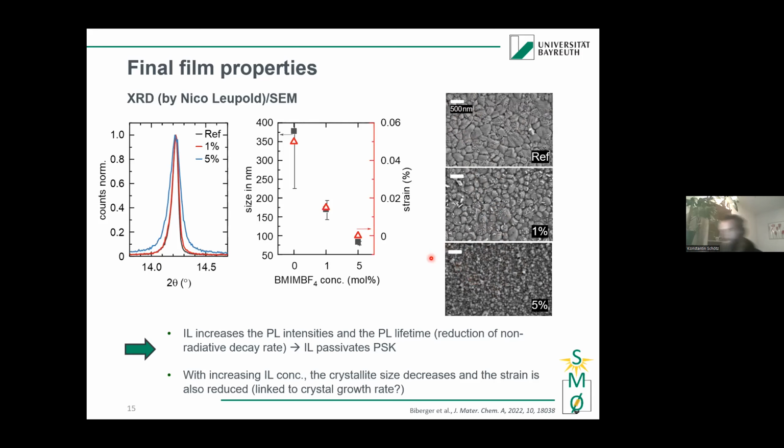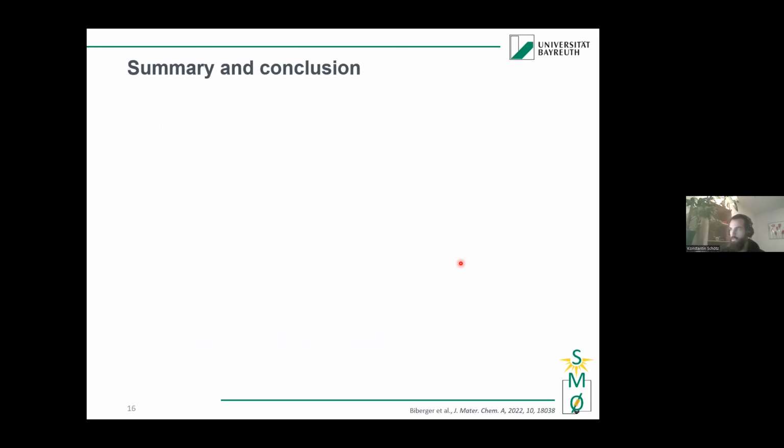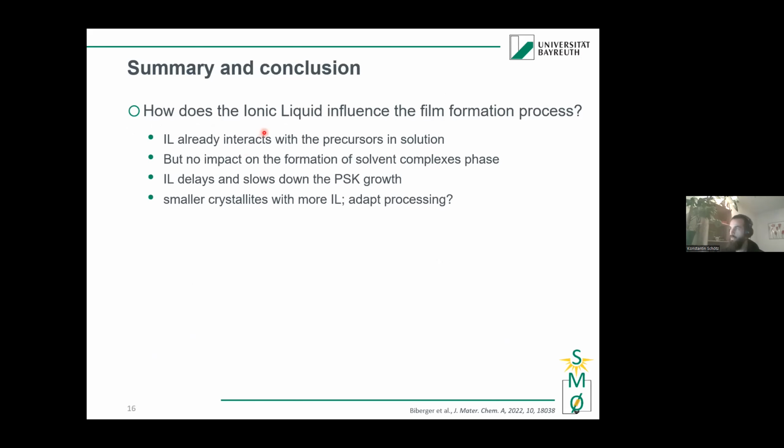Okay, with that, I want to summarize my part at first, specifically the part with the ionic liquid, and how the ionic liquid influences the film formation processes. We saw that the ionic liquid already interacts with the precursors in solution, but it has surprisingly no impact on the formation of the solvent complex phase. However, it somehow delays and slows down the perovskite growth. And as a result, we get smaller crystallites with more ionic liquid, which might ask for adaptation of the processing for further optimization.